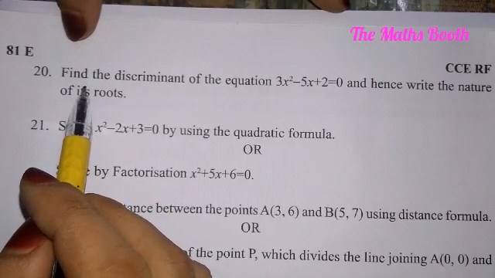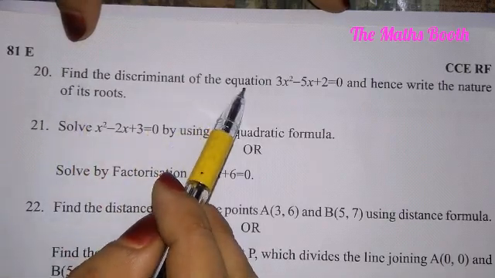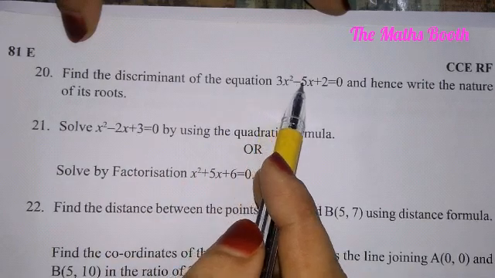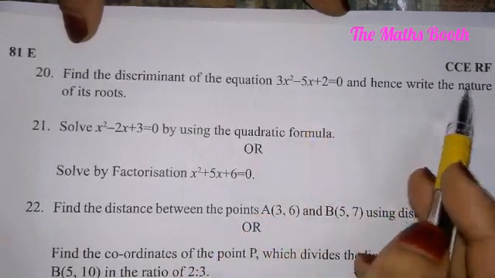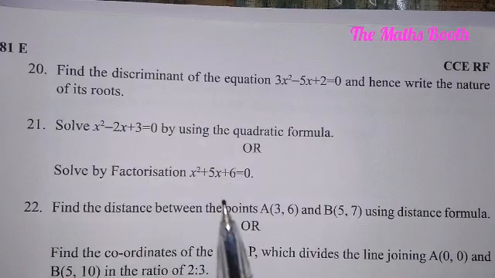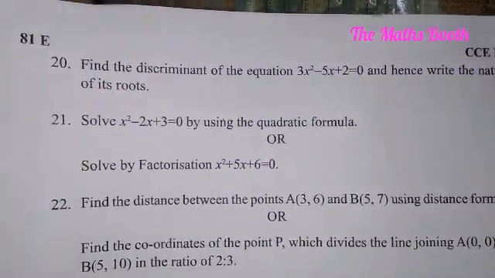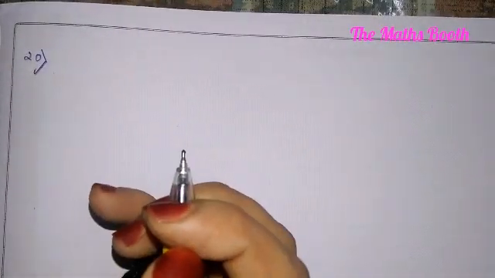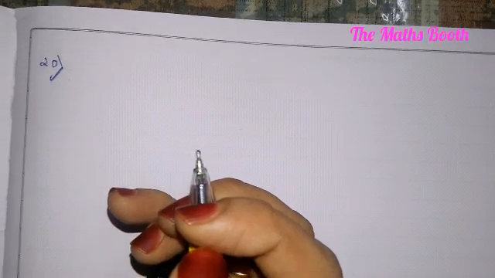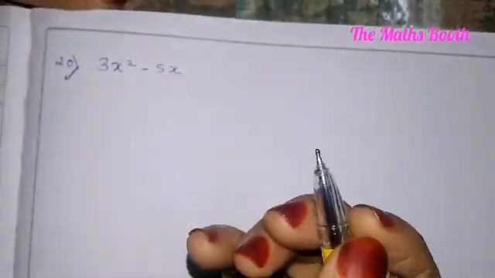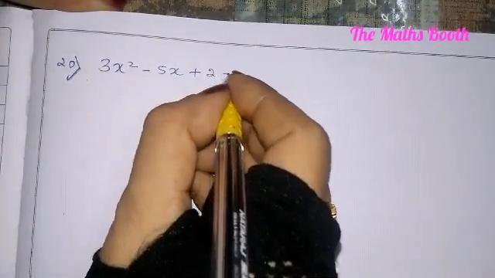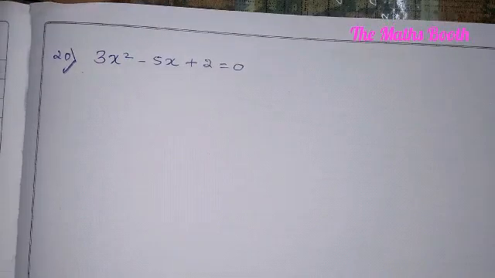Question number 20 is, find the discriminant of the equation 3x square minus 5x plus 2 equal to 0, and hence write the nature of roots. So let us find what they have told. Okay, this is the equation.